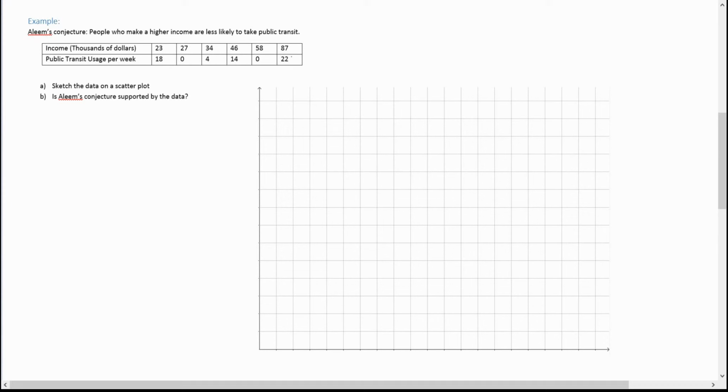So we have a scatter plot set up right here. What is going to be our independent variable? Well, let's do the income for the independent variable. Remember to include the units, it's thousands of dollars. And public transit usage per week.